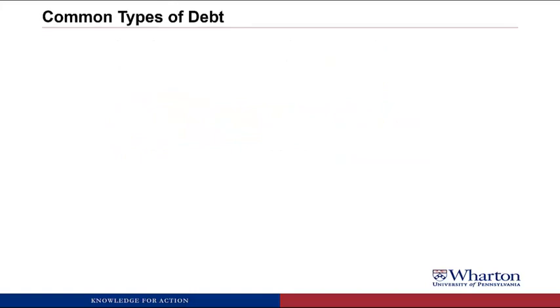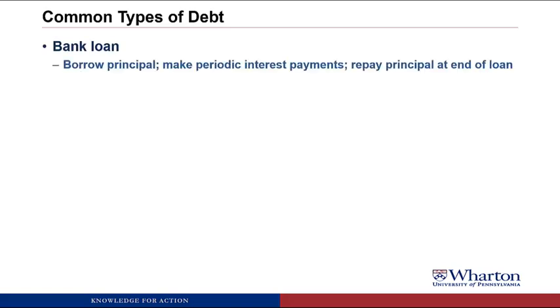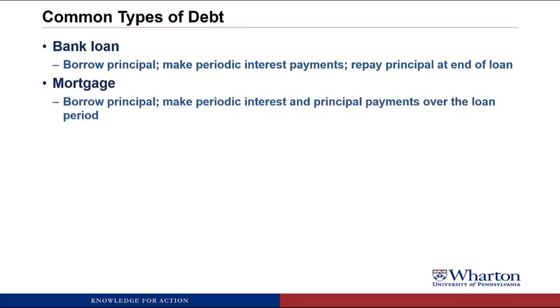The liabilities that we're going to focus on for most of the next two videos are different types of debt. So we're going to talk first about bank loans. This is a kind of liability where you borrow some principal up front, so maybe you borrow $1,000. You make periodic interest payments on that $1,000, and then you repay the $1,000 principal at the end of the loan. A mortgage will be something where, again, you borrow principal, so you borrow, I guess we should make it $1 million. Then you make periodic interest and principal payments over the loan period, such that by the end of the loan period, you fully paid back the principal. There's not necessarily that lump sum payment of principal at the end.